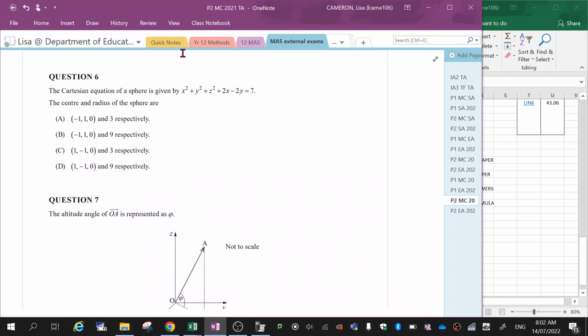Okay, so the Cartesian equation of a sphere is given by this. The centre and the radius of the sphere are given by these. So all we're going to be doing for this one is factorising. First thing I'm going to do is group my x terms together, then my y terms, and then my z terms.